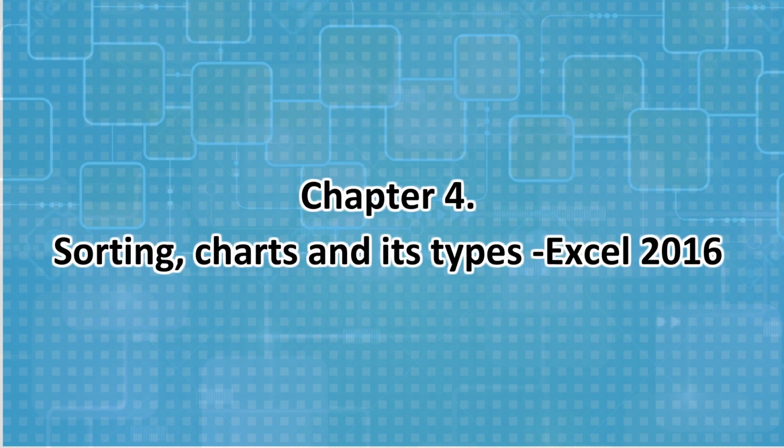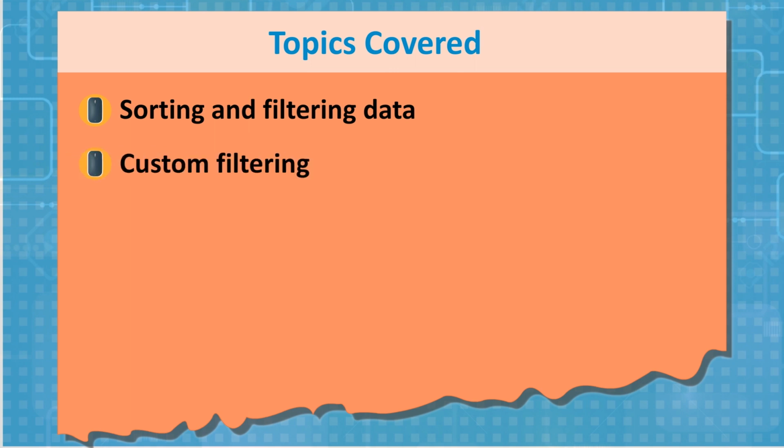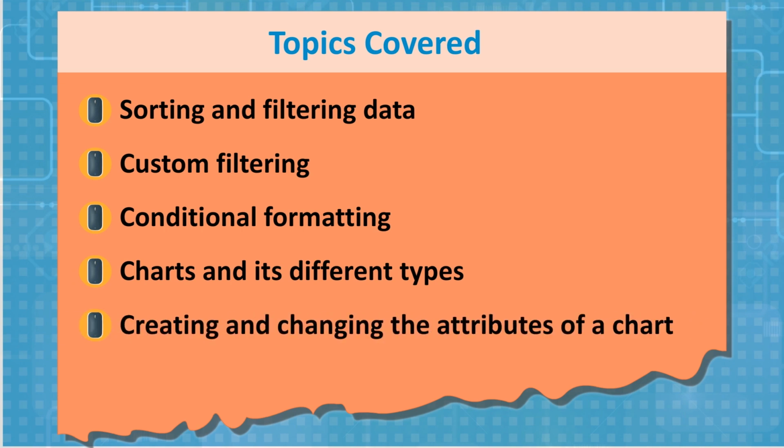Chapter 4, Sorting, Charts and its Types, Excel 2016. Topics covered: sorting and filtering data, custom filtering, conditional formatting, charts and its different types, creating and changing the attributes of a chart, printing a spreadsheet.